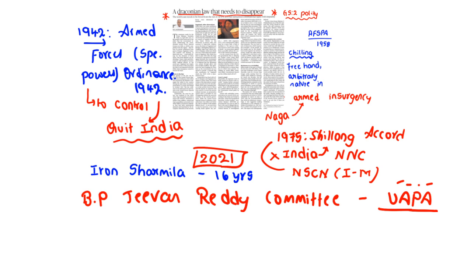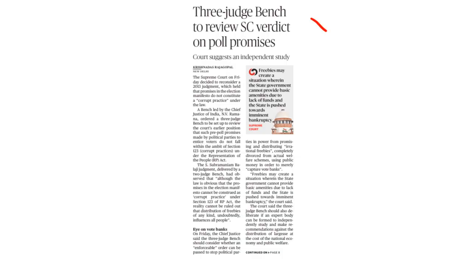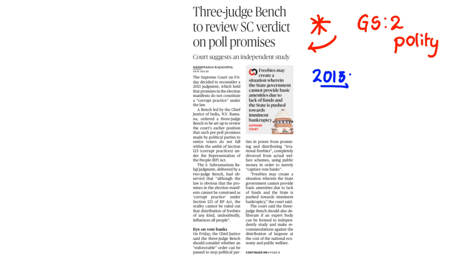Yes, this is the important article, and at last we shall see the mains based question. This article is very important: the 3-judge bench to review the Supreme Court verdict on poll promises. Clear? So the article is from the GS polity perspective. Clear? So it says in 2013 something happened. What is that? There was a case regarding poll promises.